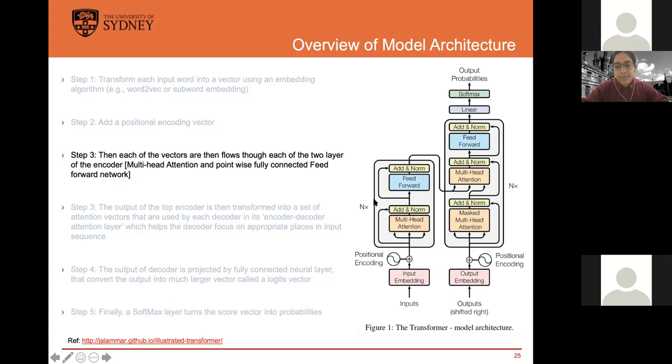Again, if you see this Nx here, this is the number of times you want to have this encoder layer stacked on top of each other. In the paper, they have used 6.